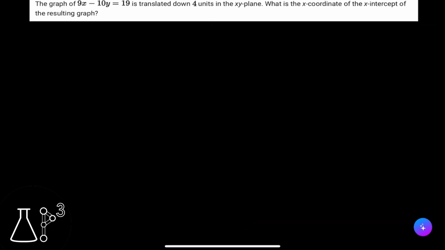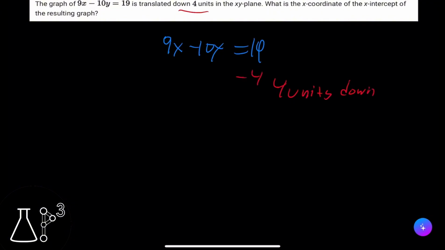Okay, let me do the last question for today. The graph of 9x minus 10y equals 19 is translated down 4 units in the xy-plane. What is the coordinate of the x-intercept of the graph? So let me rewrite the equation. I have 9x minus 10y equals 19, and it tells me that it translates 4 units down. So what I can do is just subtract 4 from 19. If I do minus 4, I'm going to get a new equation of 9x minus 10y equals 15.